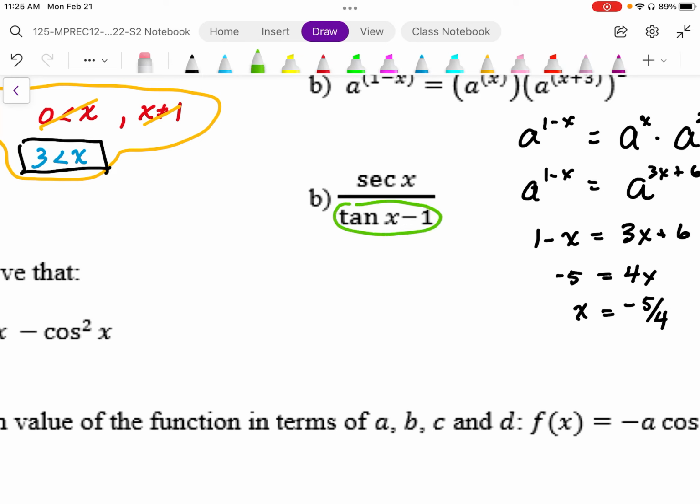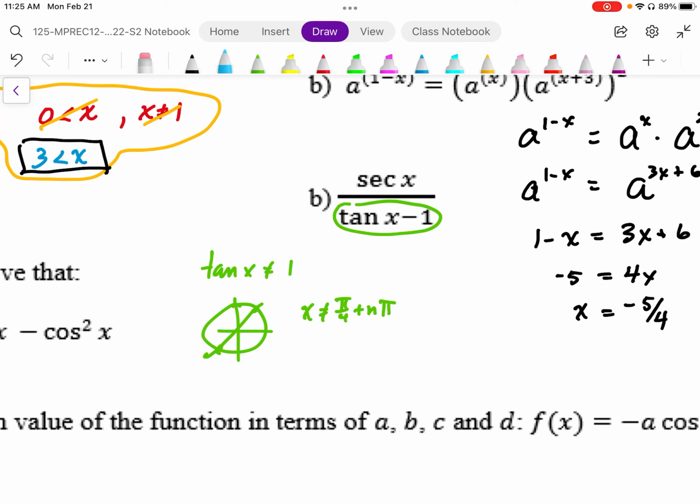So we're going to say that tan x is not equal to 1. Okay, if tan x is not equal to 1, then we know that our slope is 1 in these 2 points. So x cannot equal pi over 4 plus n pi. Okay, so those are going to be all the restrictions on the divide by 0.